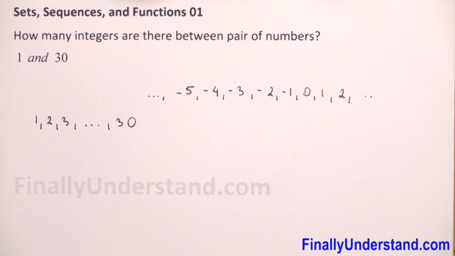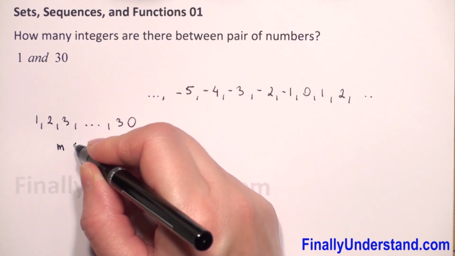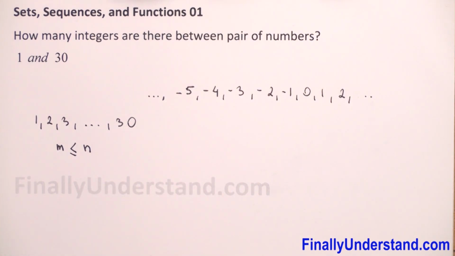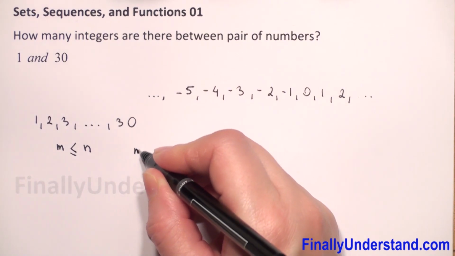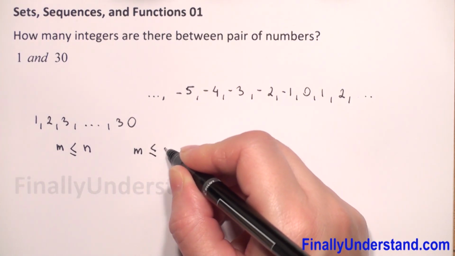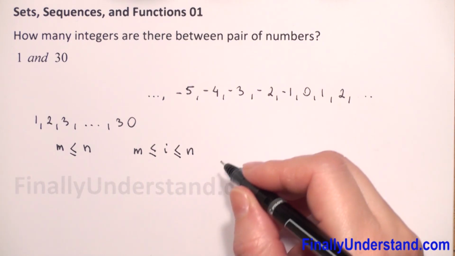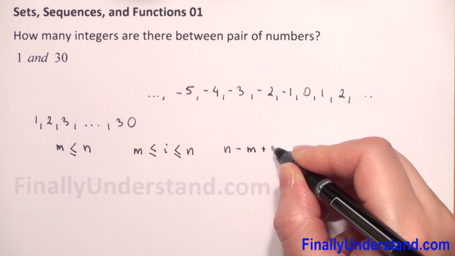But we have a method to solve this problem in a very easy way. When we have integers, let me write this formula: if m is less than or equal to n, the number of integers I such that m is less than or equal to I is less than or equal to n is n minus m plus 1.